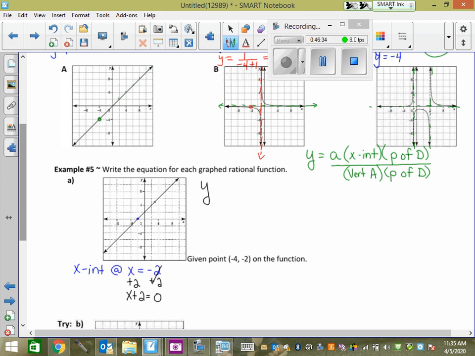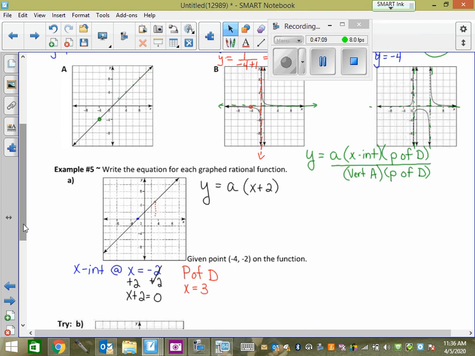Okay? So I'm going to get y equals a. I don't know what that is. My x-intercept is x plus 2, the factor of it. Okay? Now I need the point of discontinuity x, and work it backwards. The point of discontinuity x is in between 2 and 4, so it's at 3. So I have a P of D. Please don't write P of D. I'm just writing it because I can right now. But on a test, or on your assignment, you're going to write point of discontinuity. Okay? So our point of discontinuity is at x equals 3.